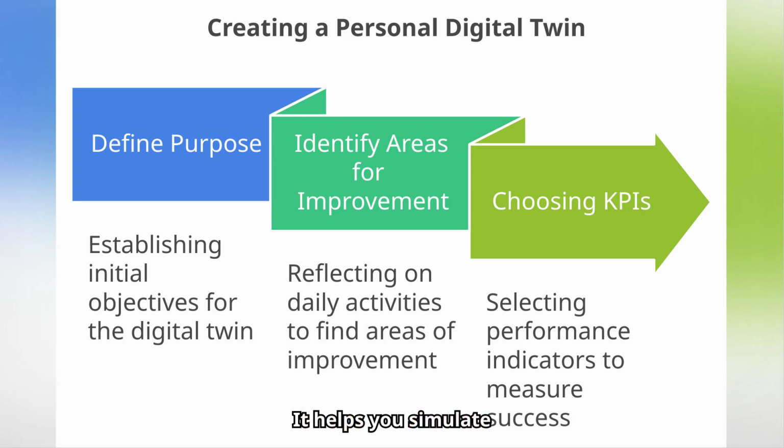It helps you simulate scenarios, identify areas for improvement, and delegate tasks to AI. The image shows how a sales agent uses his digital twin to analyze the performance of his calls and improve the conversion rate. Reflect on your daily activities to define areas for improvement, such as optimizing response times or automating repetitive tasks. For example, a customer service worker can focus on reducing the average query resolution time.